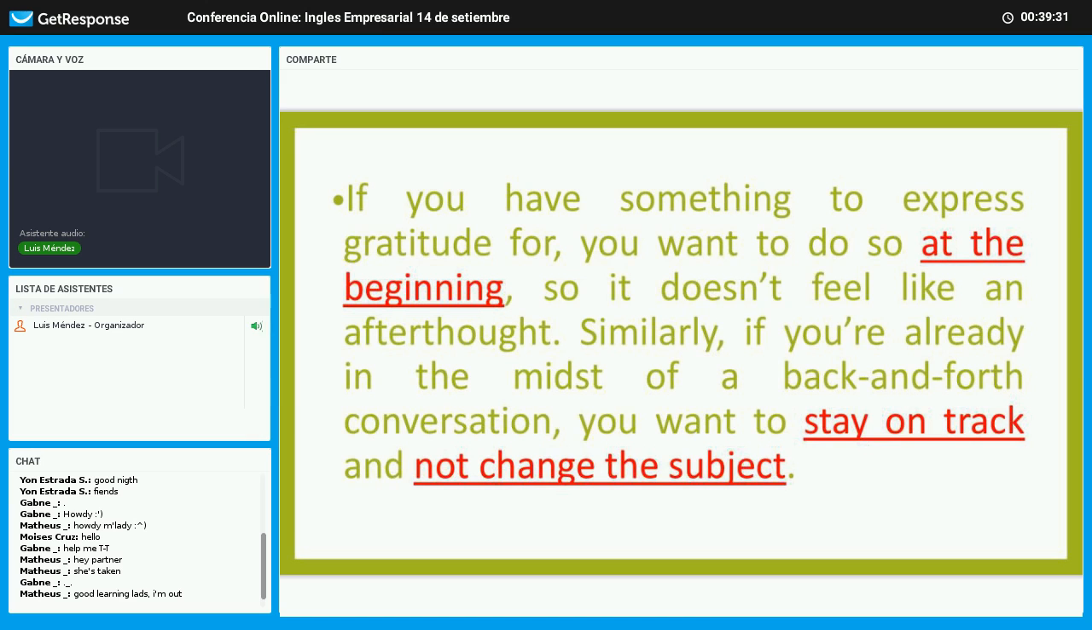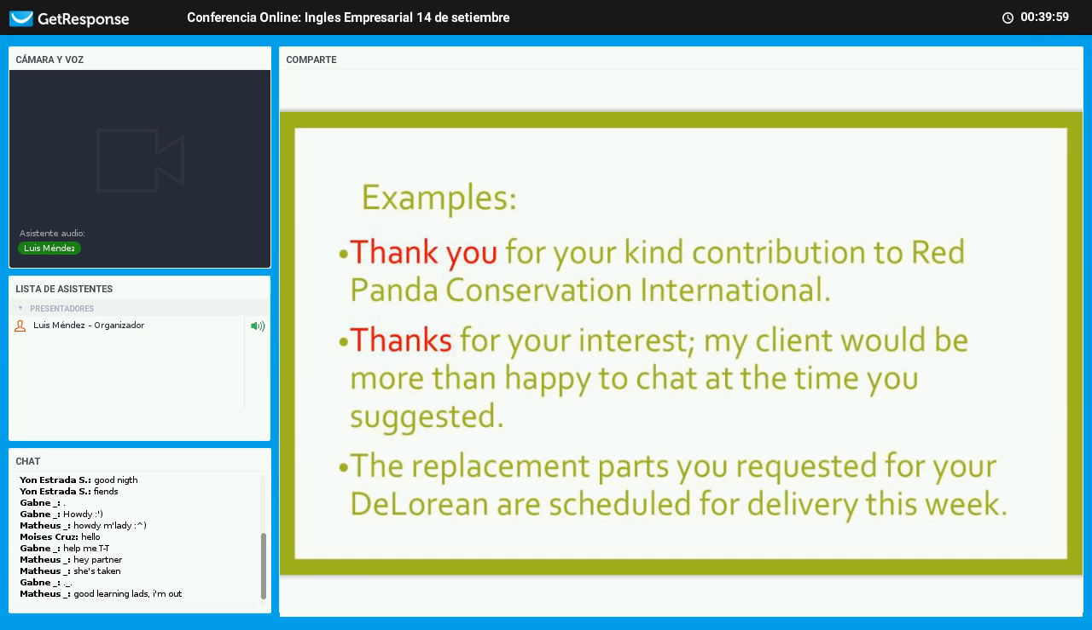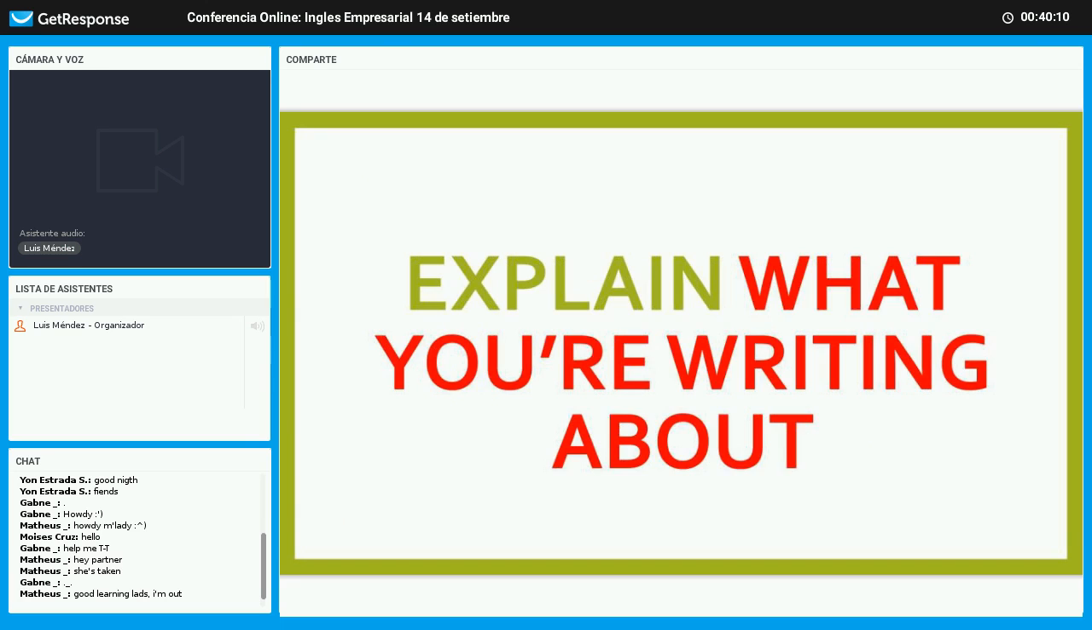And if you have been talking previously with this person and you want to say thank you for something, do it at the very beginning. Don't do it after the conversation or at the end. Do it at the beginning so you can start with the other part immediately and you don't have to get back to saying thank you for this, thank you for that, in order to avoid changing the subject. Here are some examples. You can use thank you, thanks, or you can explain that the situation requested has already been solved. Always at the very beginning of your email.